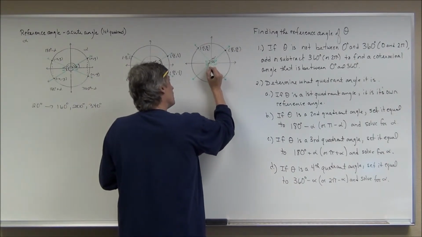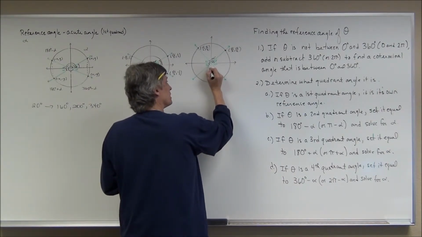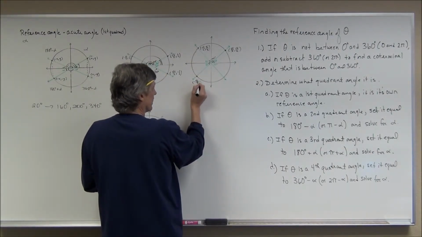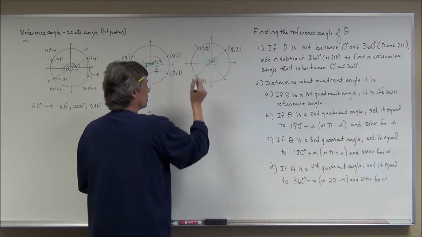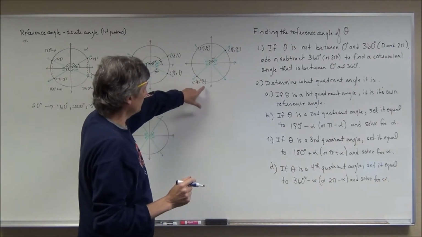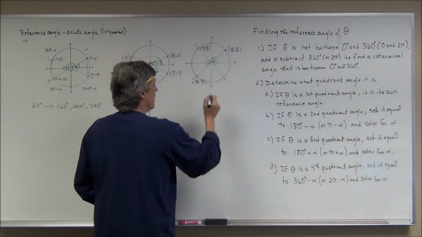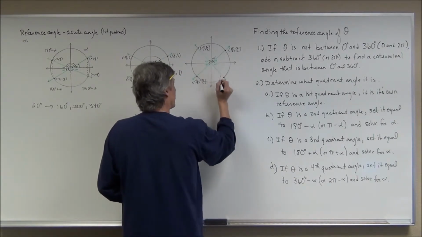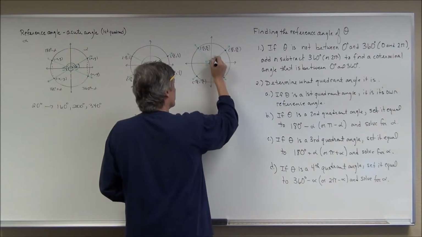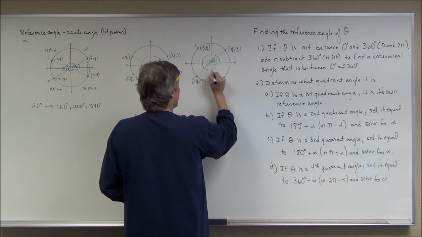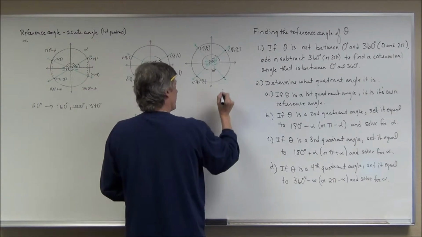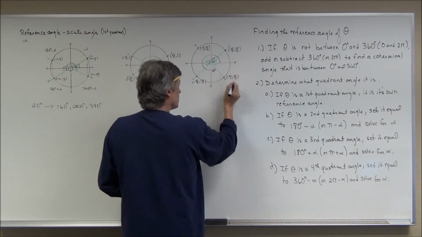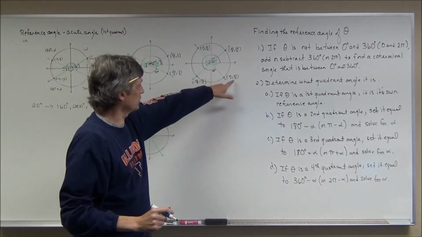For 225, that would be 180 plus 45 more. This would be negative square root of 2 over 2, negative square root of 2 over 2. So for 225, the cosine is negative square root of 2 over 2, the sine is negative square root of 2 over 2. And then in the fourth quadrant here, that would be all the way around, 360 minus 45. That would be 315 degrees. And that would be square root of 2 over 2, negative square root of 2 over 2. So I can find the cosine and the sine as well.